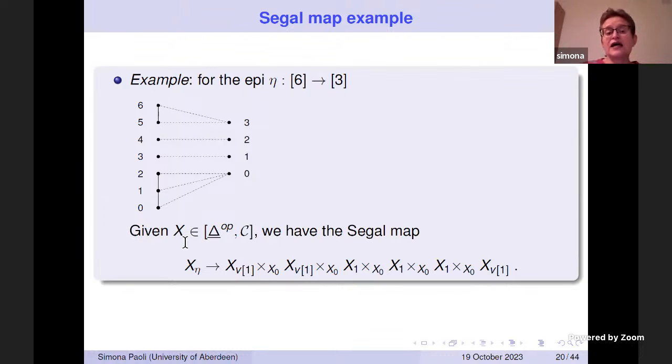So suppose you have now a functor from fat delta up into C. Then you have a Segal map from X. Now it will be indexed by this eta. And on the right-hand side, you have a pullback, which is formally similar to the one that we had for the delta, except that whenever you have a colored link, you have X of V of 1. Whenever you have a non-colored link, you have X1. So you have two colored links here, and you have two copies of XV of 1, three things that are not colored, and you have three copies of X1, and then a final XV of 1.